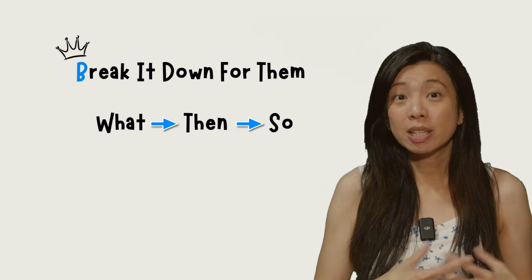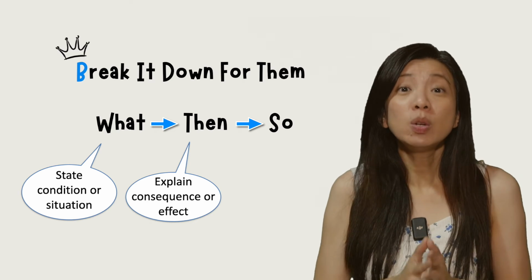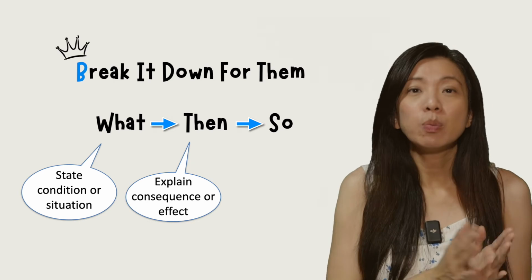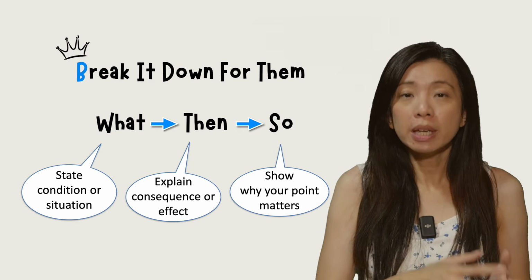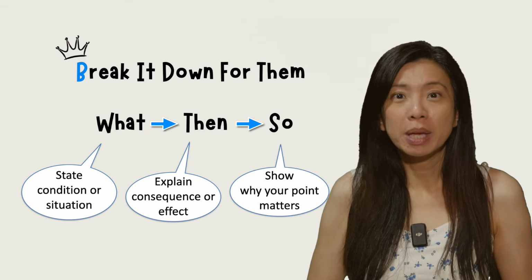Now, one way to break down your explanation is to use the what, then, so method. Here's how it works. We'll start off by explaining what, which means that we state the condition or the situation. Then we explain what happens. And we move on to so, which is to show the impact or why your point matters. So let's try to apply it to our main point.